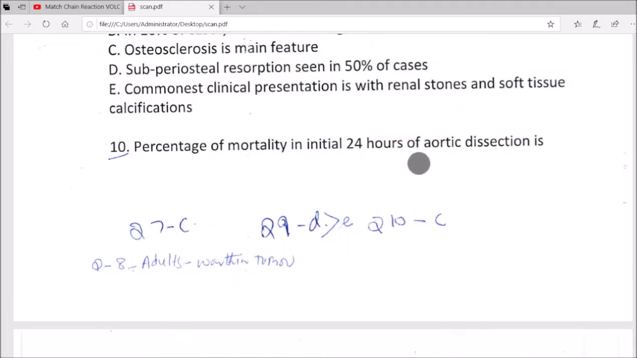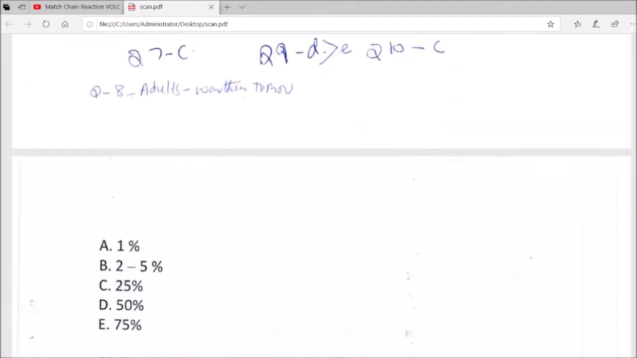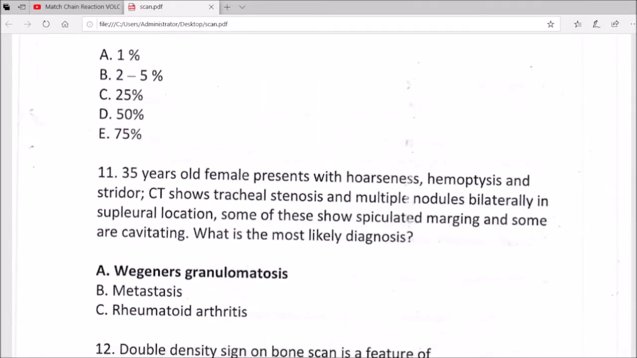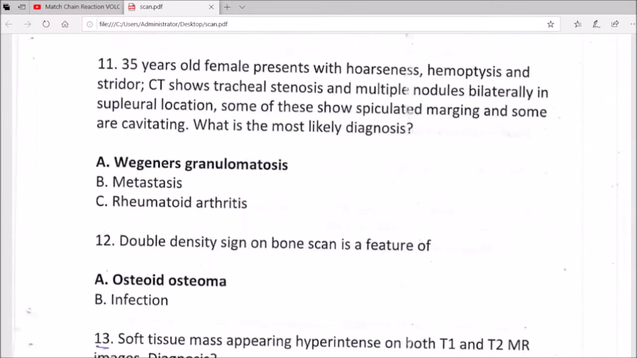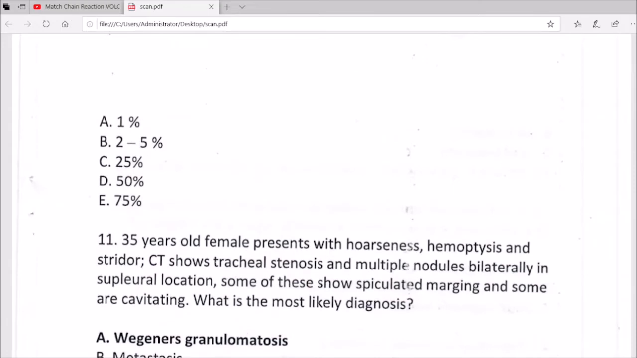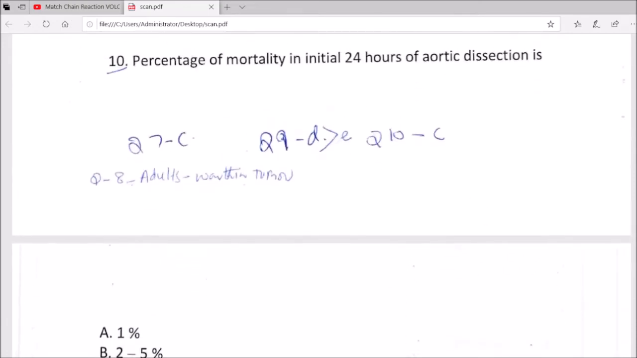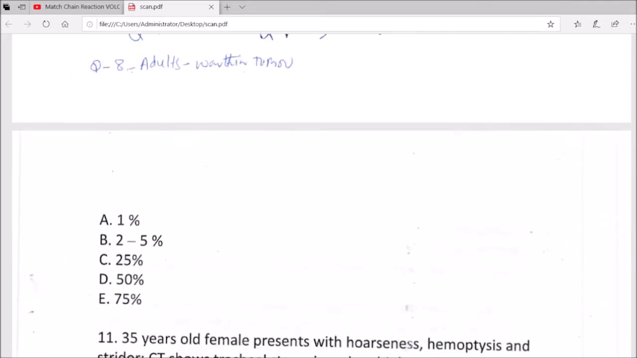10. The percentage of mortality in the first 24 hours of aortic dissection is C, 25%.